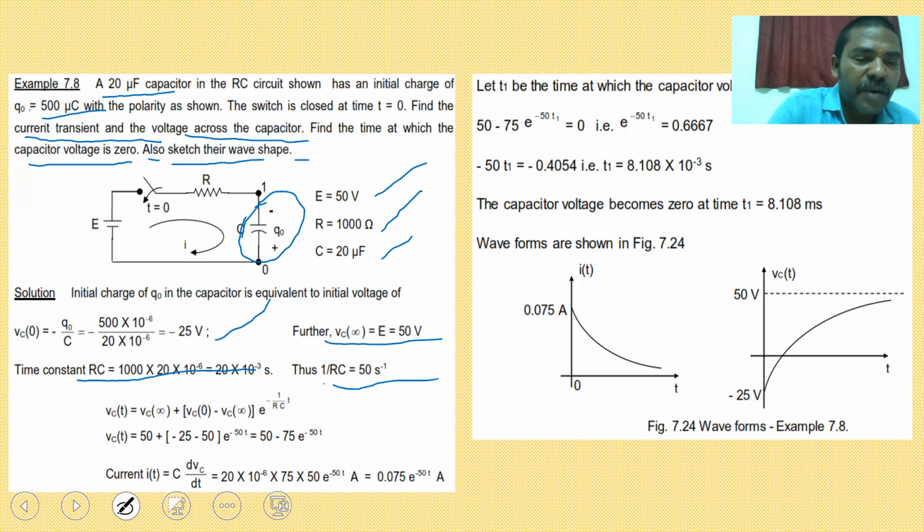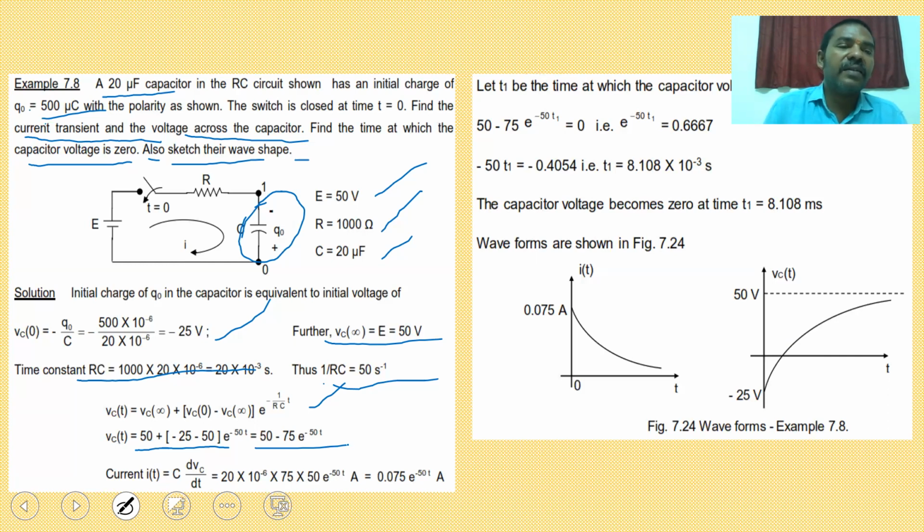So now voltage drop across the capacitor. Here we have to substitute the initial value of voltage also. So Vc of infinity plus, in brackets, Vc of 0 minus Vc of infinity, e power minus t by tau. So Vc of infinity value is 50 plus, in brackets, Vc of 0 minus 25 minus Vc of infinity 50, e power minus 50t. So finally you are getting 50 minus 75 e power minus 50t.